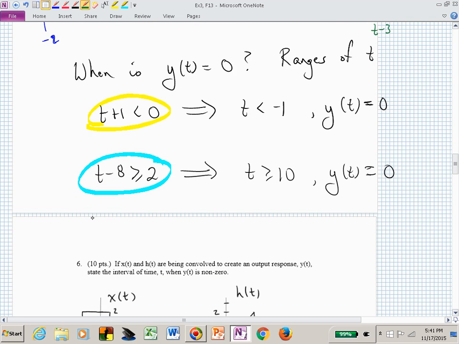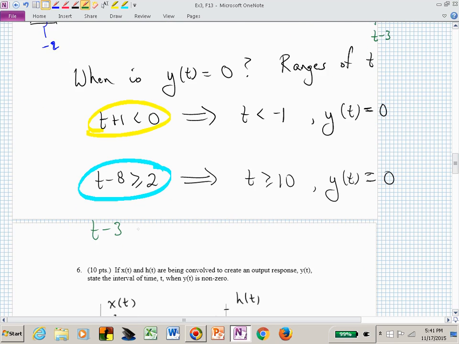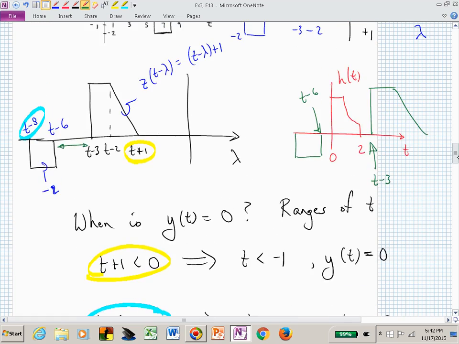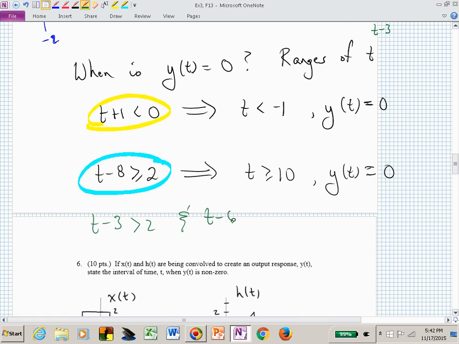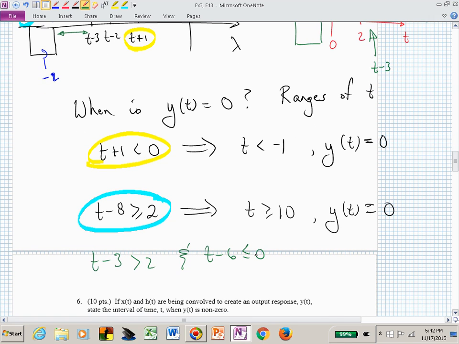I need t minus 3 greater than 2 and t minus 6 less than or equal to 0. So I need those two to be singing together.